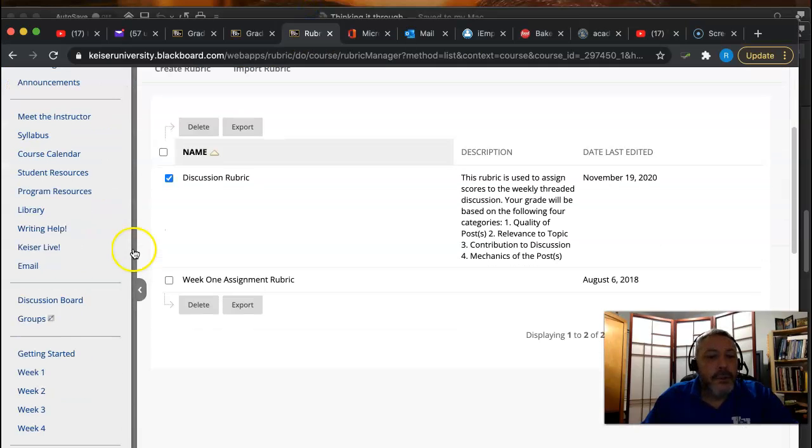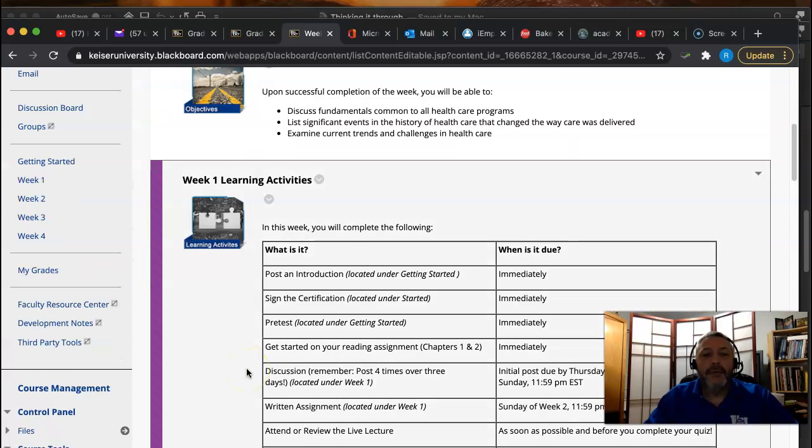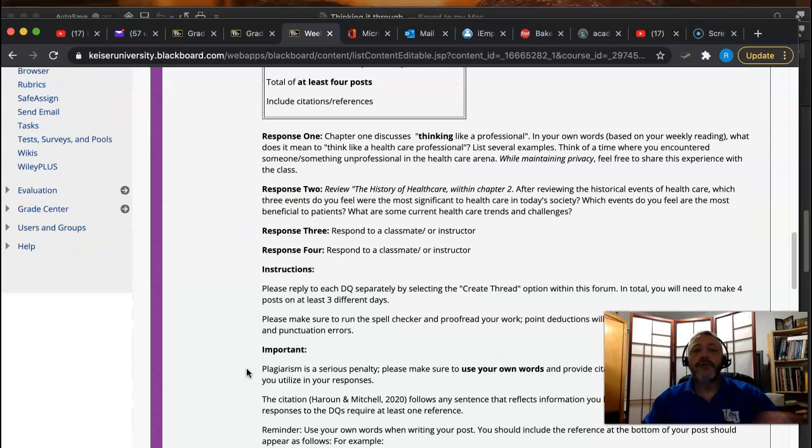Okay, enough of that. So let's go back to week 1 and go to the discussion question. Okay, so for the discussion question, your first response asks you, Chapter 1 discusses thinking like a professional. In your own words, and when they say in your own words, they mean do not plagiarize. Paraphrase based on your reading of thinking like a healthcare professional, not acting like a healthcare professional, or aspects of being a healthcare professional.